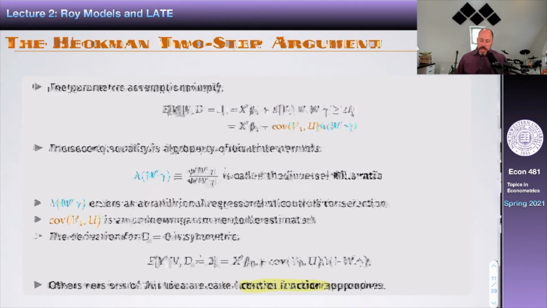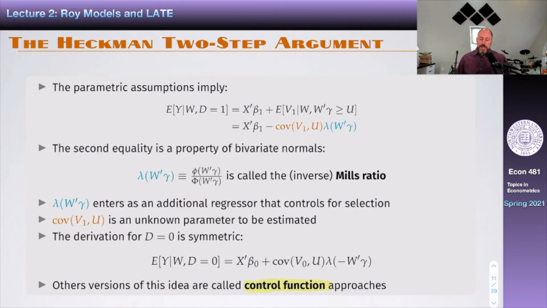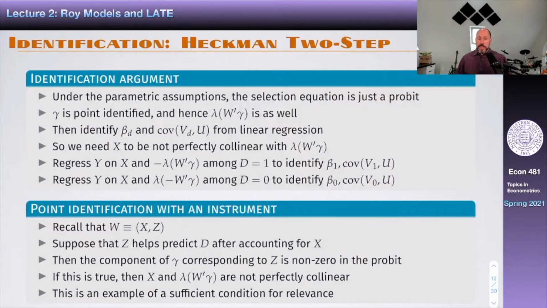So what's the identification argument? Under the parametric assumptions, the selection equation is just a probit, okay? And this is where Milcar said before, the probit has all the normalizations that you need and so on. Gamma is point identified, and hence this lambda, the Mills ratio, is identified as well, because if you know gamma and you know W, and this is a known functional form, then you identify the betas and the covariance of the error terms and U from two linear regressions, okay?